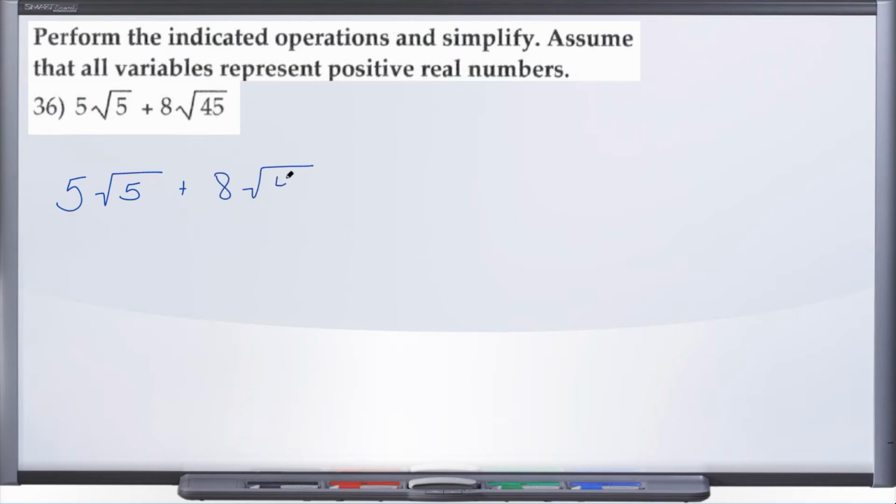Well, unfortunately, number 36 is not quite as easy as number 35, but we'll be able to dispense with this without too much difficulty, I hope. So what I always like to do, whenever I see radicals and I'm asked to simplify, is break my radicals up into good stuff, bad stuff, especially when I recognize right away that the number under the radical is not perfect squares, right? 5 is not a perfect square, 45 is not a perfect square.